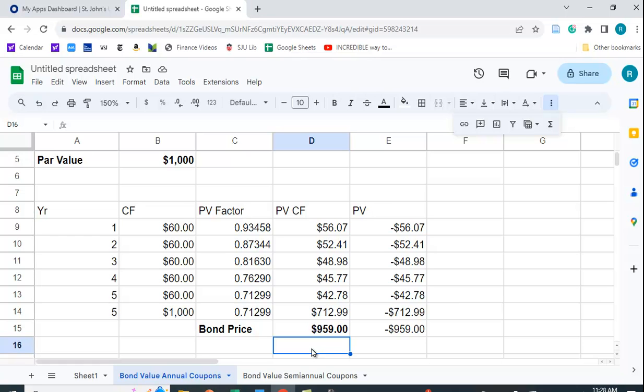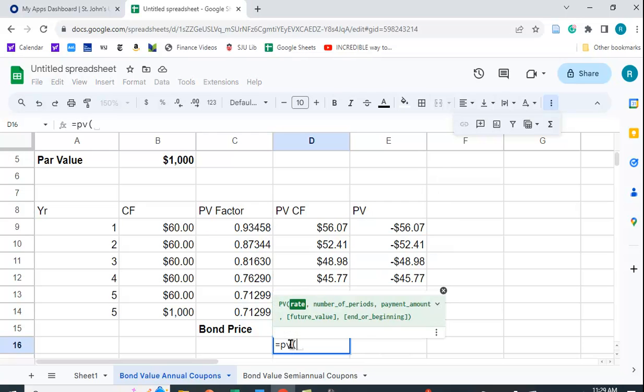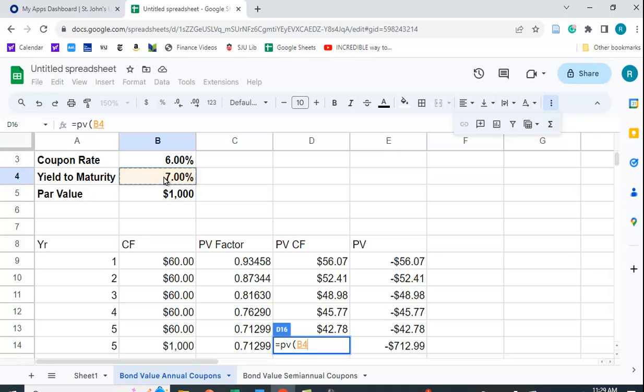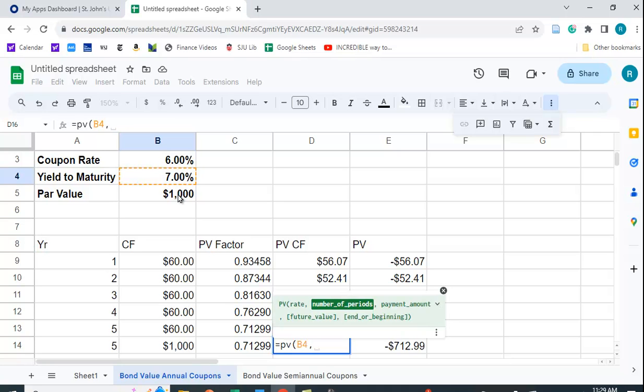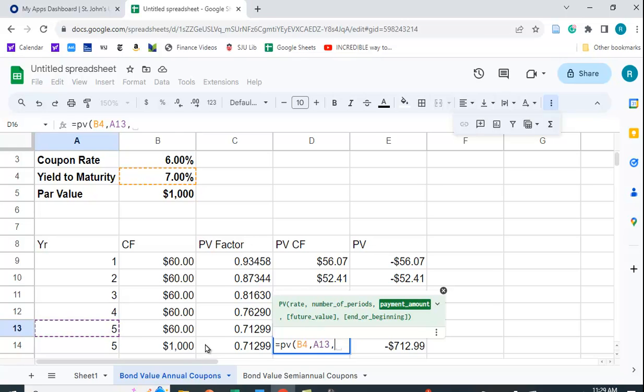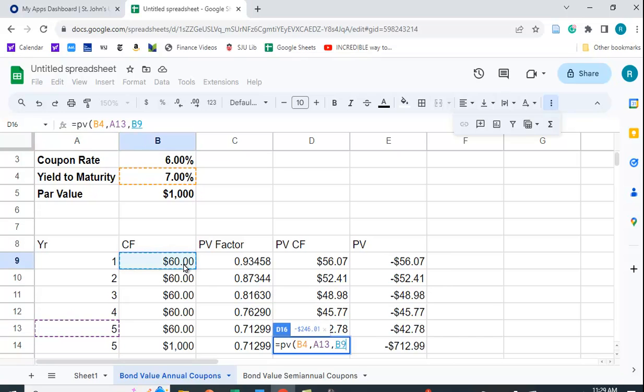We could have used the PV function because this is an annuity. Okay, so I put 0 in for the payment amount, but we could have used the PV function again, and we could have said the rate again was this. Okay, I don't have to lock the cell because I'm not going to copy it anywhere. I can say the number of periods is 5. And I'm going to say the payment amount is the 60.